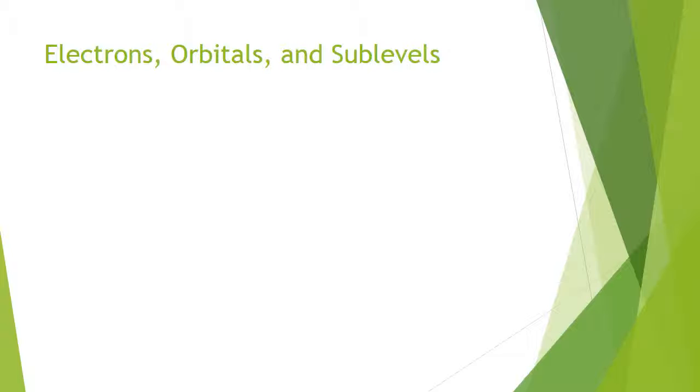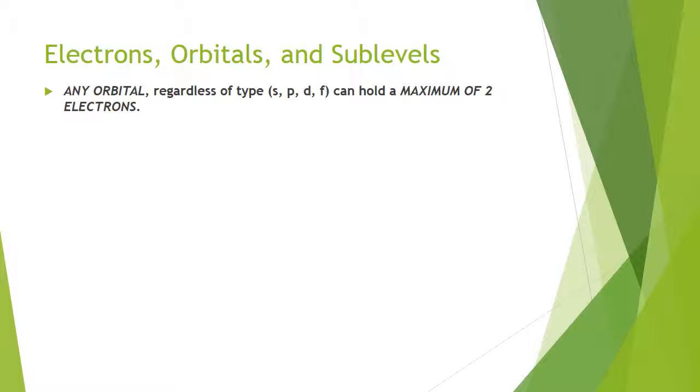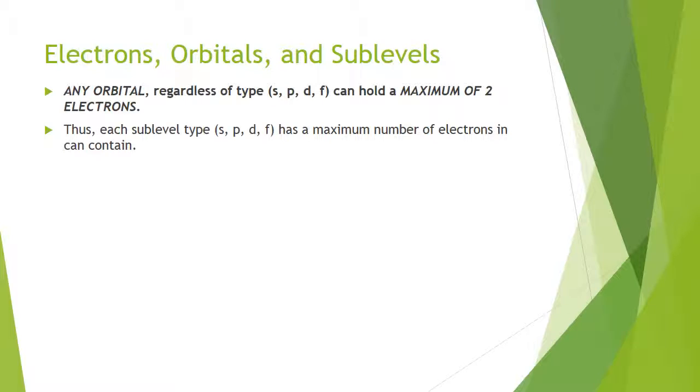All right, now let's talk about electrons, because after all, orbitals are the probable location of electrons. So we'll just start off with a very key idea here. Any orbital, it doesn't matter what type, if it's s, p, d, f, or we go g, h, i, makes no difference. Any single orbital, notice we're talking about an orbital, not a sublevel, any individual orbital can hold a maximum of 2 electrons.